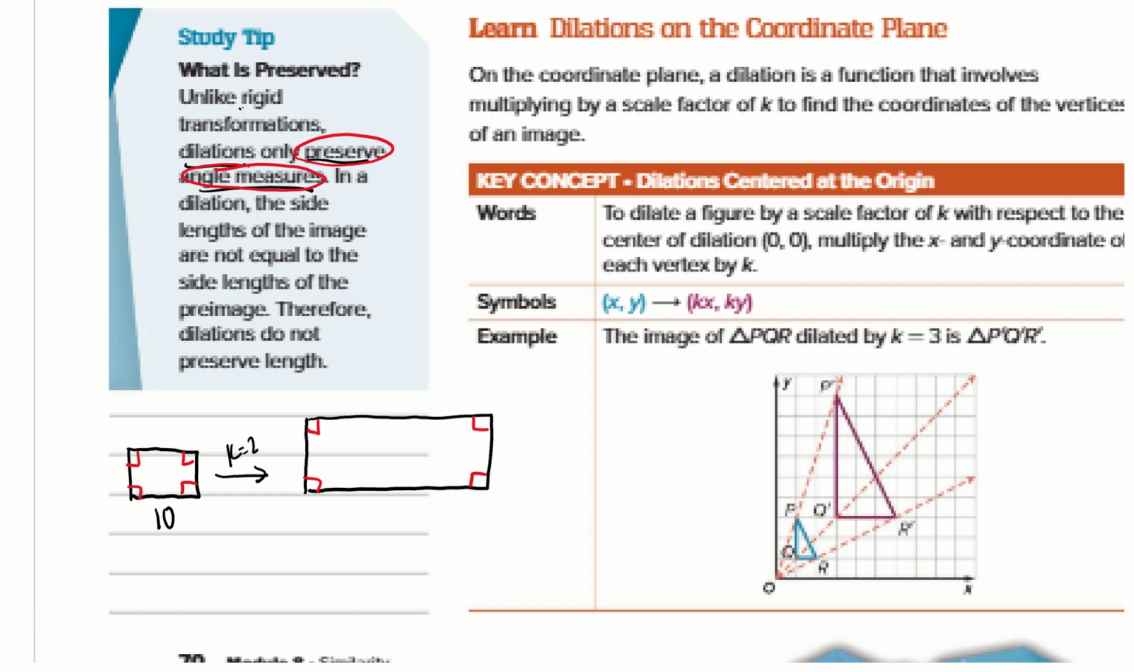So this side length was 10. If I double it, it'll be 20. If this side length is 5, then when I double it, I get 10. So the side lengths are not equal to the side lengths of the pre-image. So therefore, dilations do not preserve length, but they do preserve angles, okay?